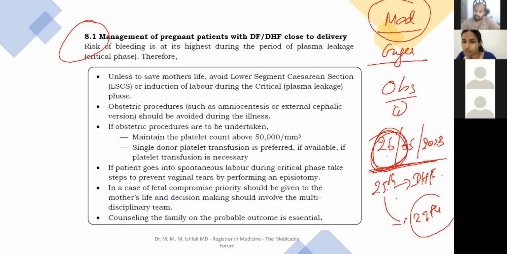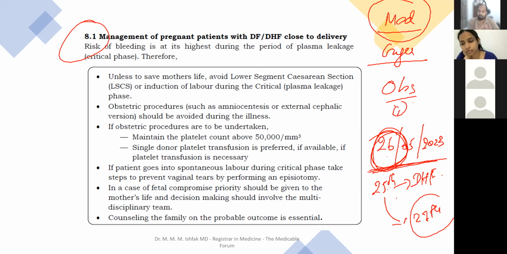Let's say another scenario. The patient develops DHF on the 25th, but on the 26th the patient develops, let's say, fetal bradycardia, something like that. Or let's say a PPROM, and the baby has to be delivered. Do we allow the obstetrics team to deliver? We somehow manage to keep the pregnancy viable until the end of the critical phase to deliver.